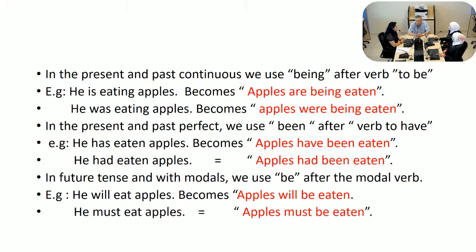So here we have the complete rule. In ninth grade, we only have four types: the present simple, the present continuous, the past simple, and the passive with modal can only, in their book.